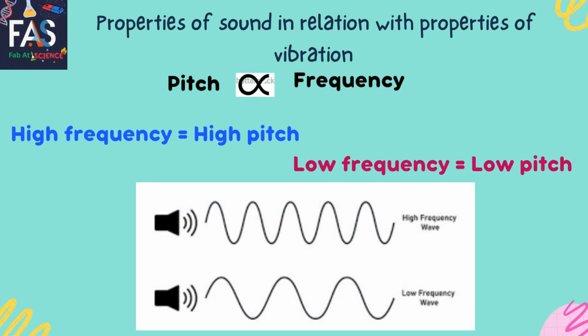Now we are going to look into how properties of vibrations affect the properties of sound. First up is pitch. Pitch tells us how high or low a sound is, and it's directly proportional to the frequency of vibrations. In simpler terms, higher frequency is equal to higher pitch. For example, think of a baby crying, a sharp, high pitched sound. Lower frequency is equal to lower pitch. For example, the deep roar of a lion, low pitched and powerful.